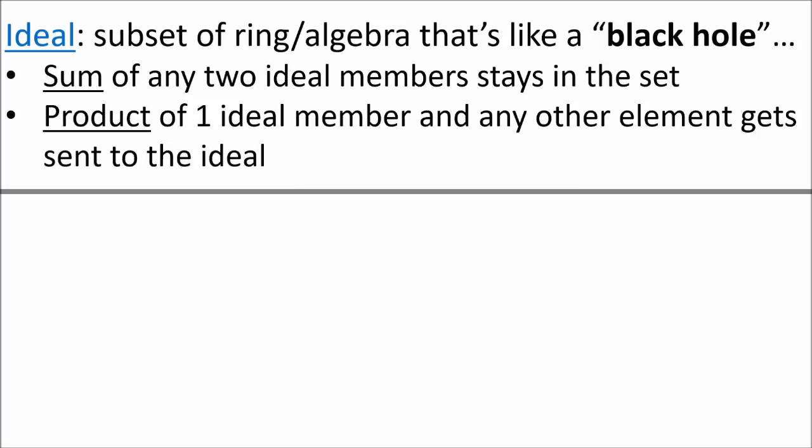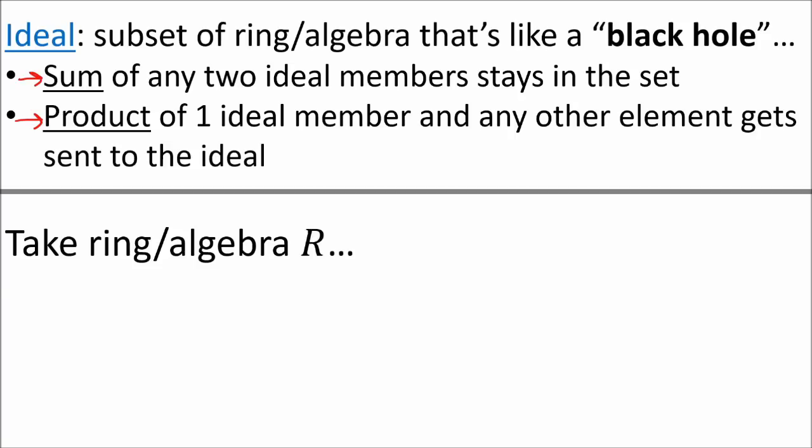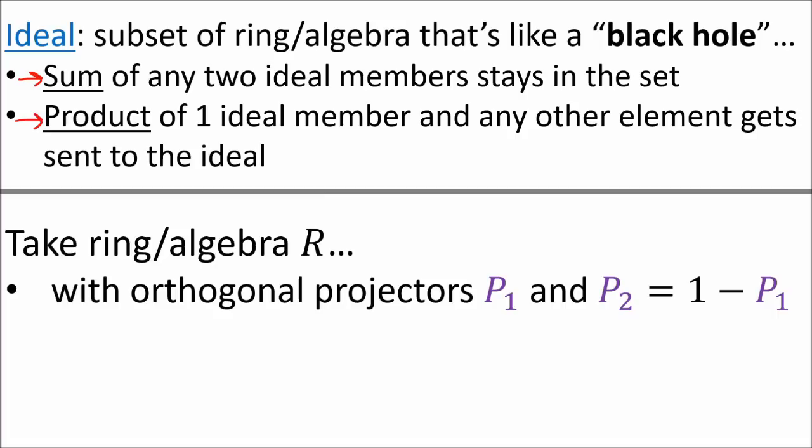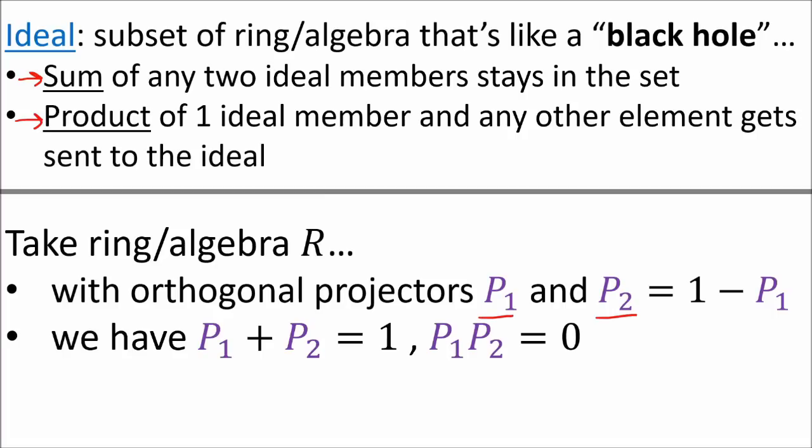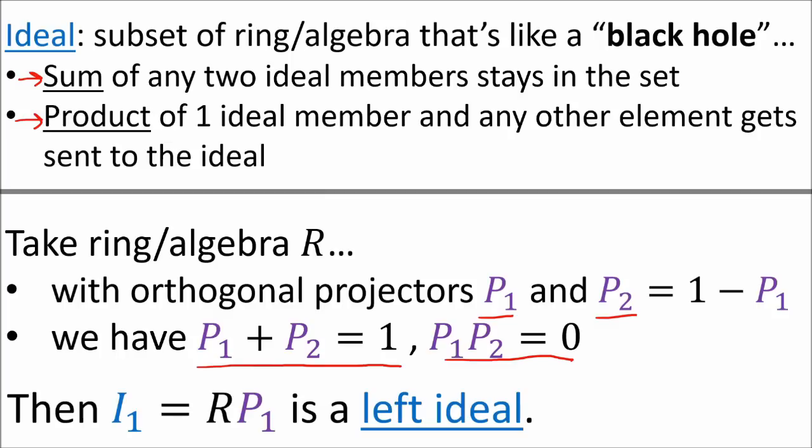Let's go ahead and prove that projectors lead to ideals. Recall that an ideal subset must satisfy this addition property and this multiplication property. Let's take a ring R with two orthogonal projectors P1 and P2, where P1 and P2 add to 1 and multiply to give 0. We get the set I1 from multiplying the ring R onto the projector P1 from the left, and so I1 is a left ideal.